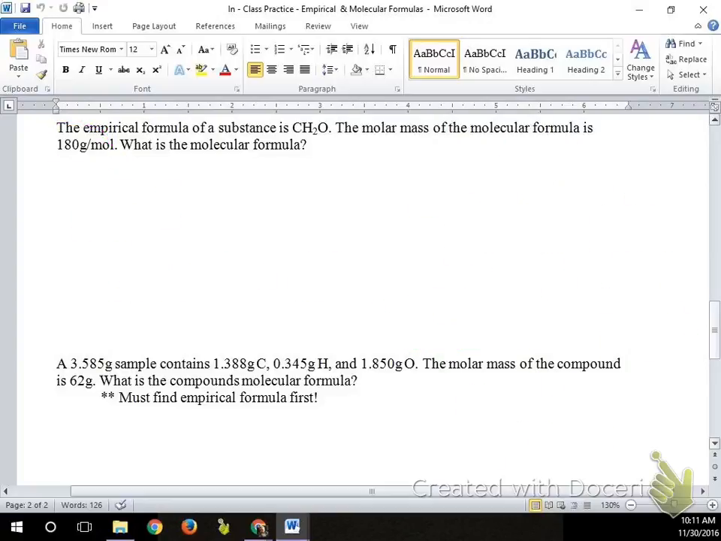All right, let's look at a few here. I want you to determine whether they are empirical formulas or molecular formulas. This is not on your sheet. This is just something separate. You don't even have to write these down. I just want you to look at them.